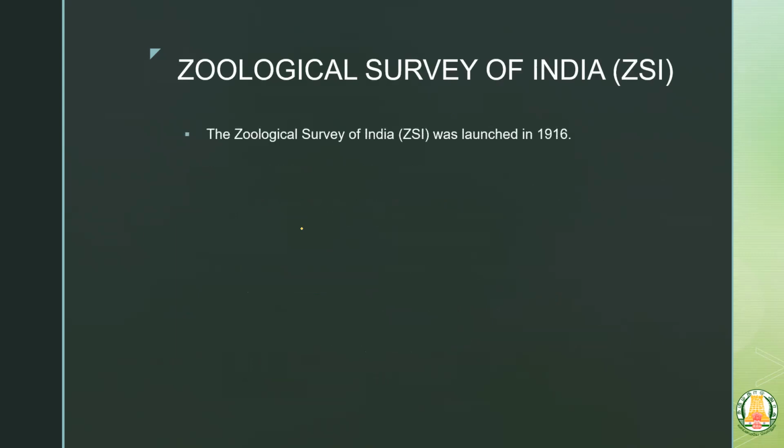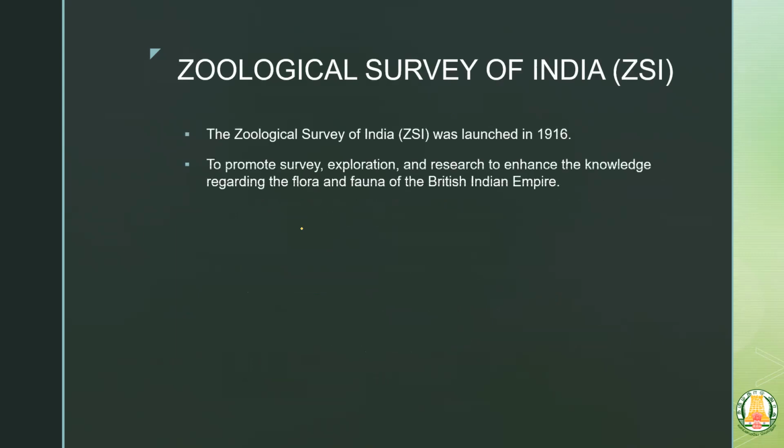So Zoological Survey of India is very old. It was established in 1916 to promote survey, exploration and research to enhance the knowledge about the flora and fauna. Friends, flora, fauna, both.